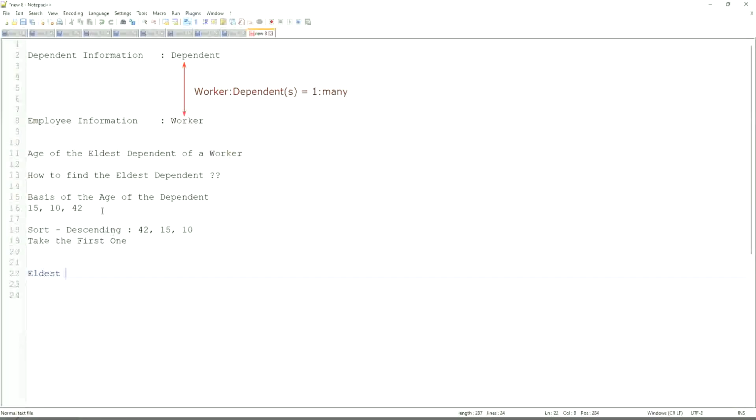If somebody has only one dependent age 35, will our logic work in that case as well? We sort descending, so it will be 35. Take the first one: 35. Right, so our logic works. If there are multiple, even more.